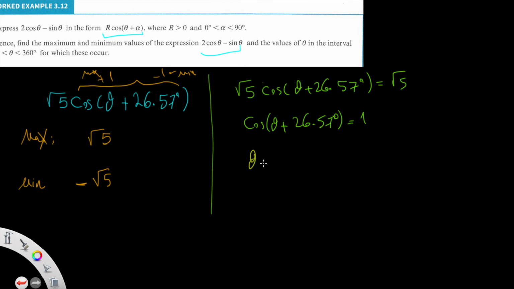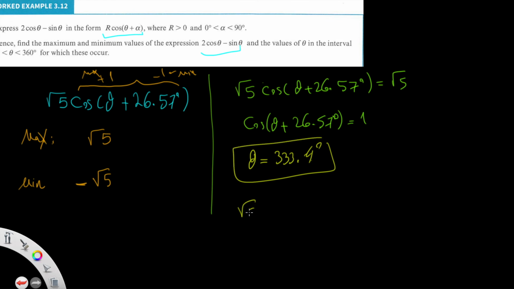So the final answer for theta for this part will be 333.4. It is for the maximum.